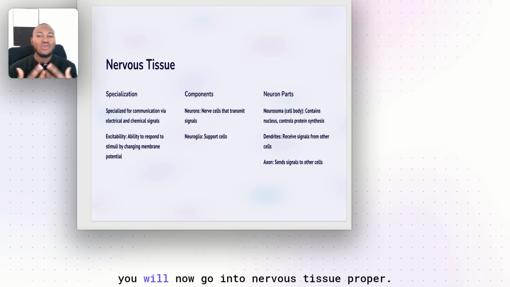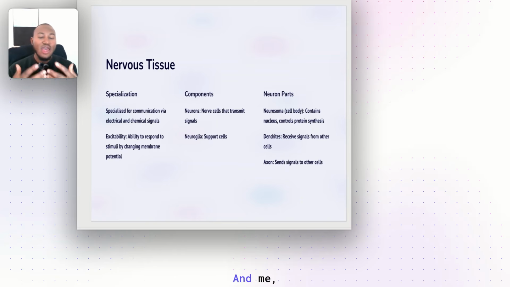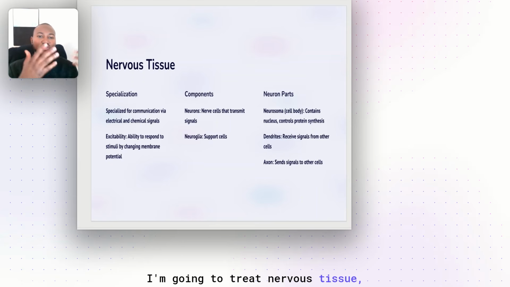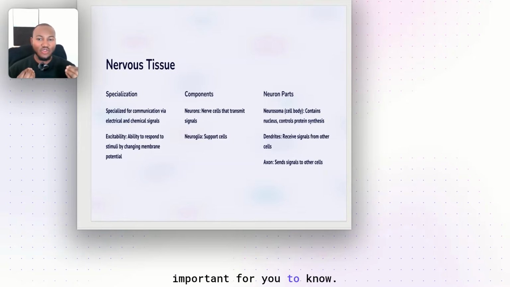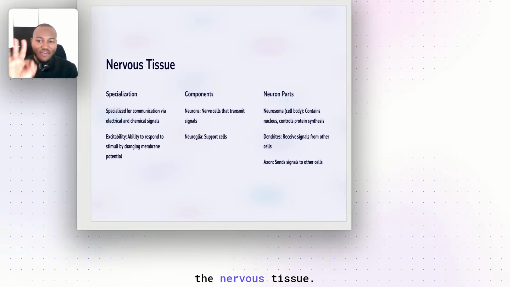For A&P 2, you will now go into nervous tissue proper. And me, I'm going to treat the nervous system next, so that you guys will be able to understand the parts of the neuron and why it's extremely important for you to know. So this is the nervous tissue. So we are done with the blood, with the connective tissue, the epithelial tissue, the nervous tissue.